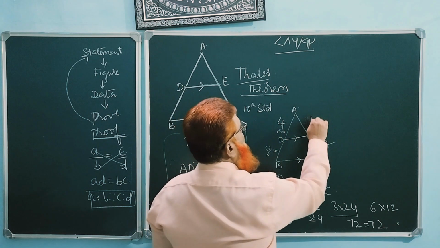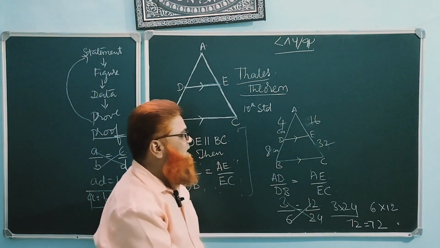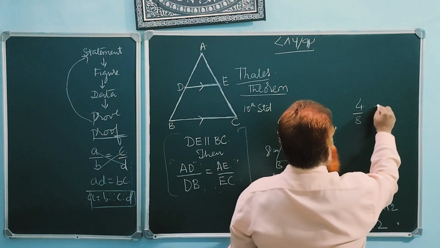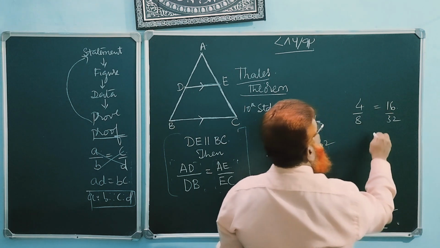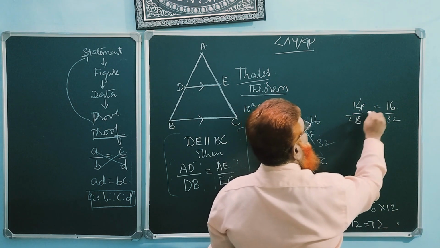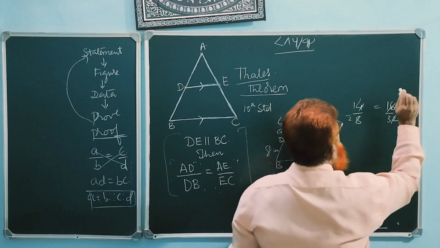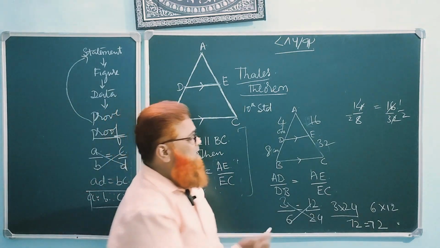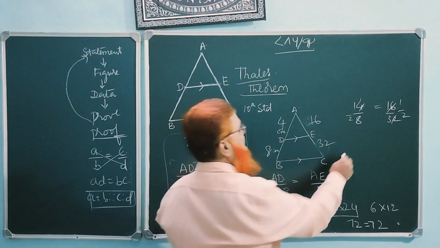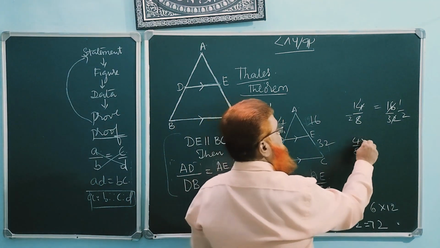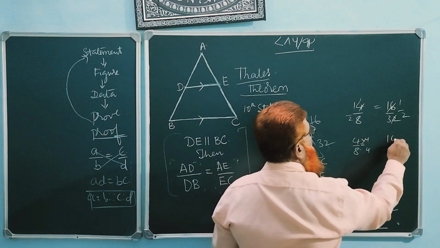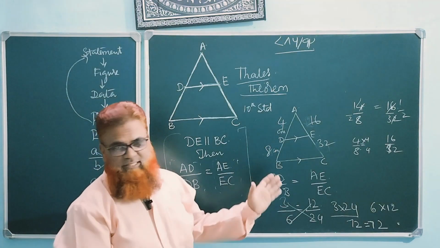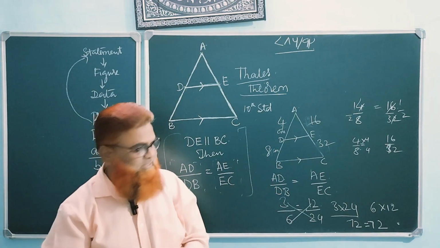Now you have to multiply with, this is a 16. 4 by 8 is the same as 16 by 32. Then it is 4 1s are, 4 2s are, 16 1s are, 16 2s are. Then they are equal ratios and they are in a proportion. What is the proportional factor? For 4 by 8, the proportional factor will be: 4 4s are 16, 4 8s are 32. This is what Thales theorem says. I hope you followed it, isn't it?